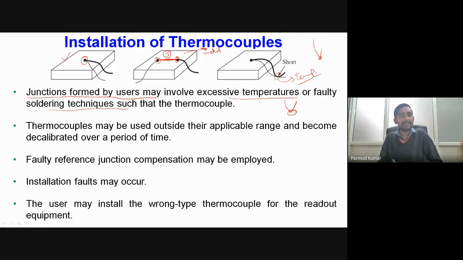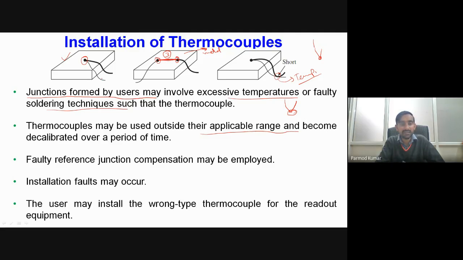Then another type of issue could be that the thermocouple may be used outside its applicable range. That is one very important point which we have to consider. If we are employing the thermocouple outside its range, one thing is that it may give us results which are not accurate, and apart from that, if we are using it over a period of time, the calibration of the thermocouple also changes.